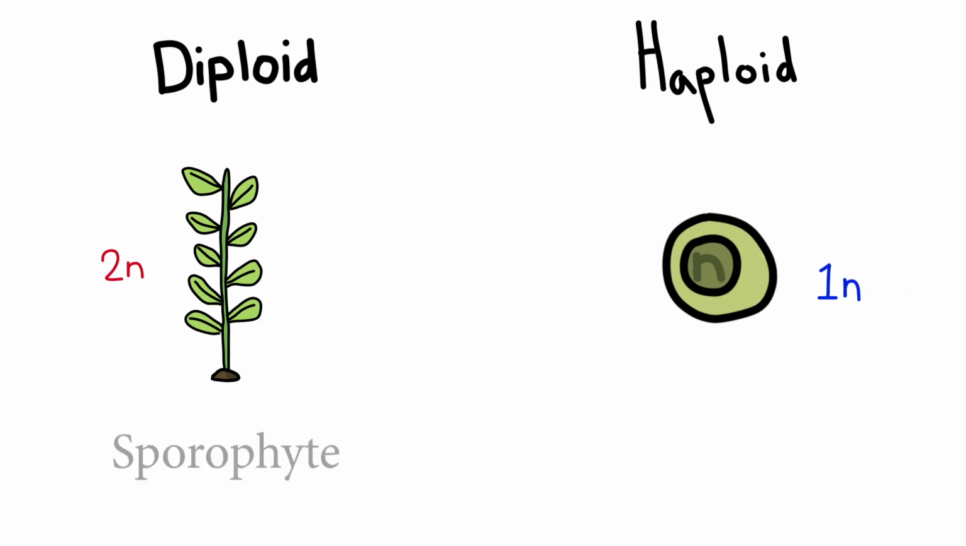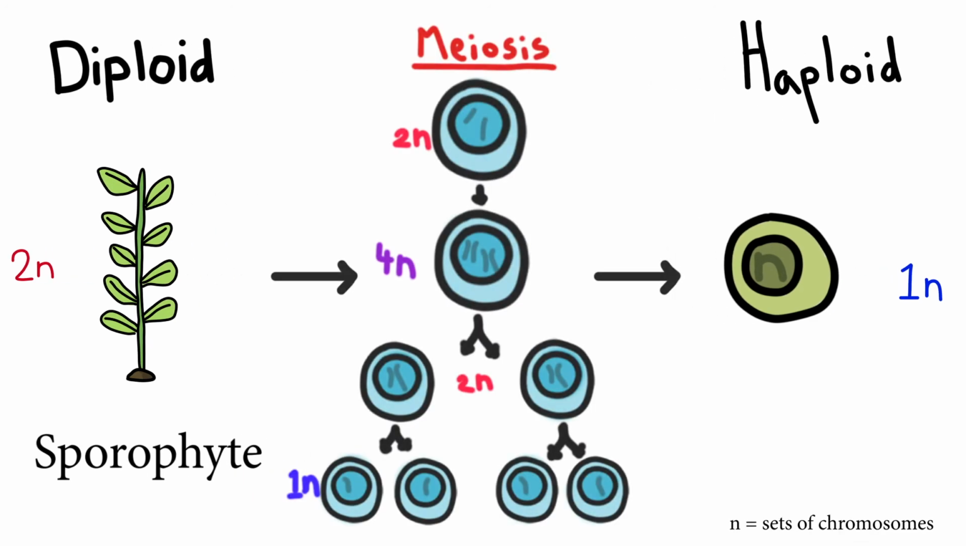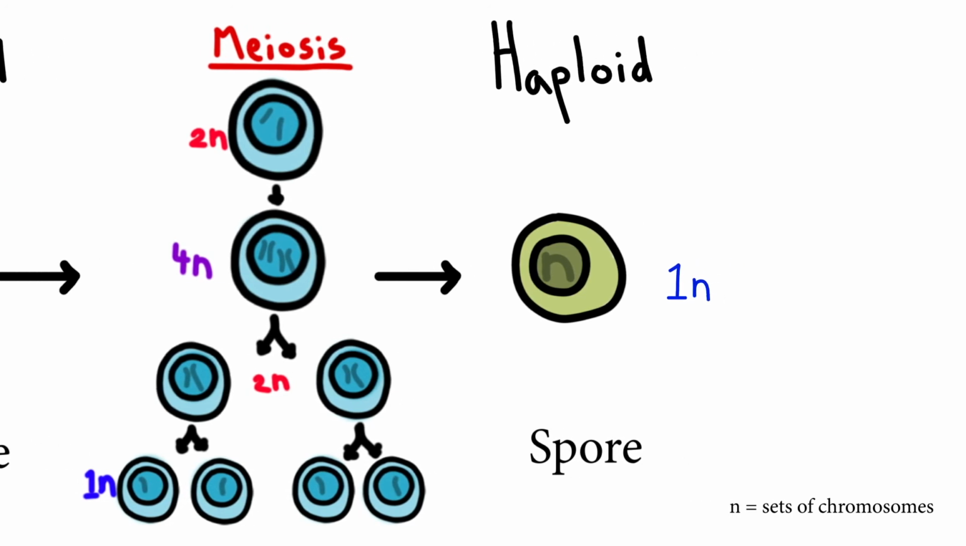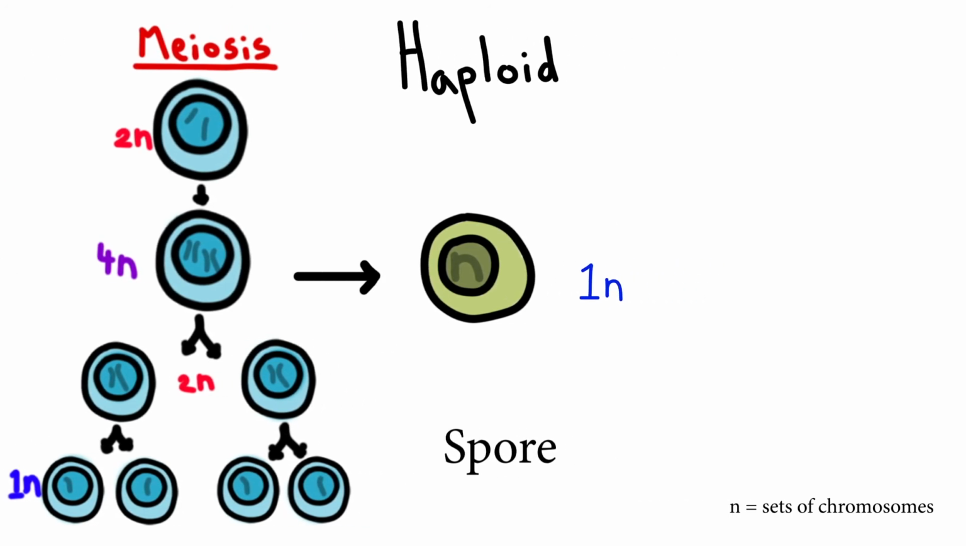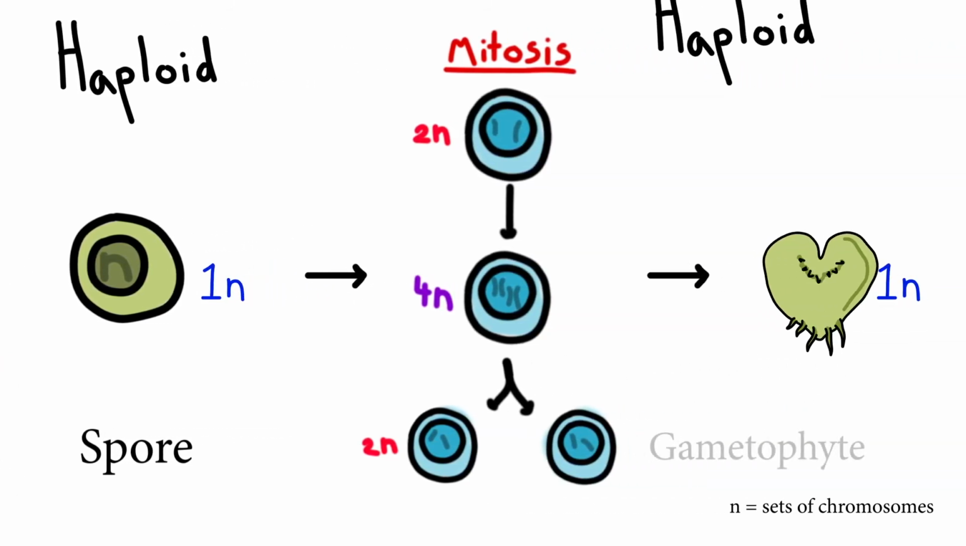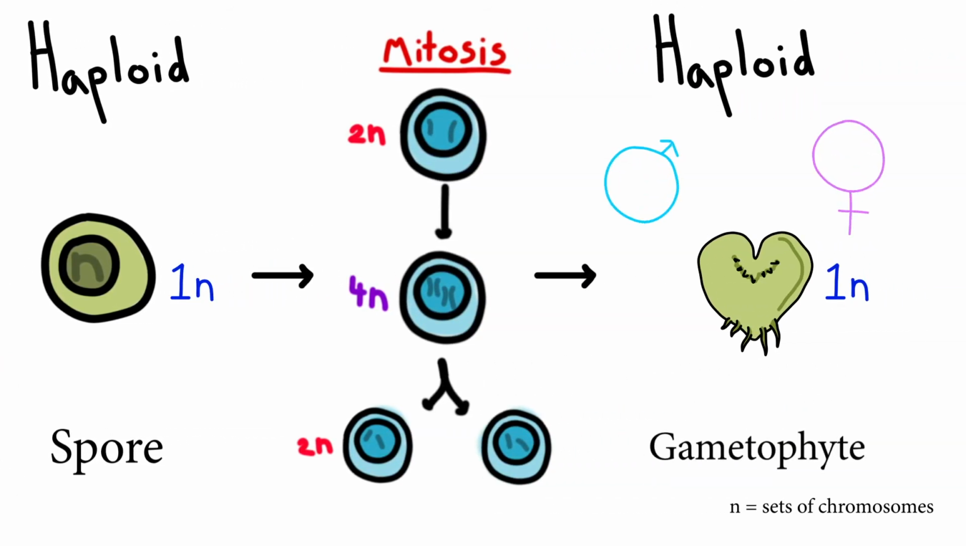In ferns, the diploid sporophyte undergoes meiosis to produce haploid spores. These spores grow within sporangia, which occur in clusters on the underside of the fern leaves. After being released and undergoing mitosis, these grow into a gametophyte plant, with both male and female sex organs.